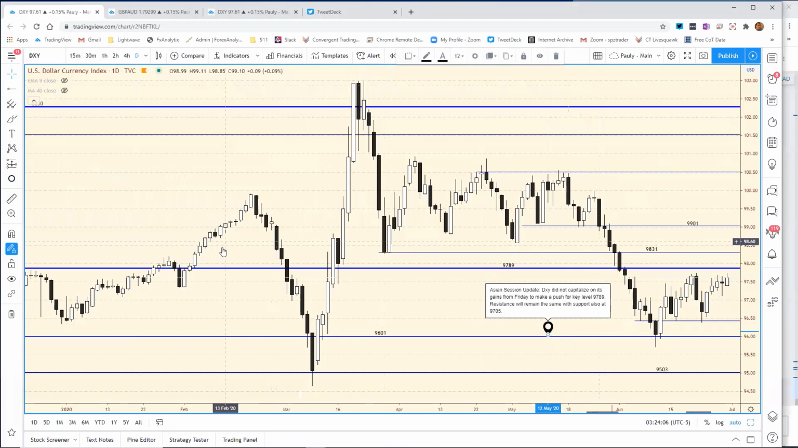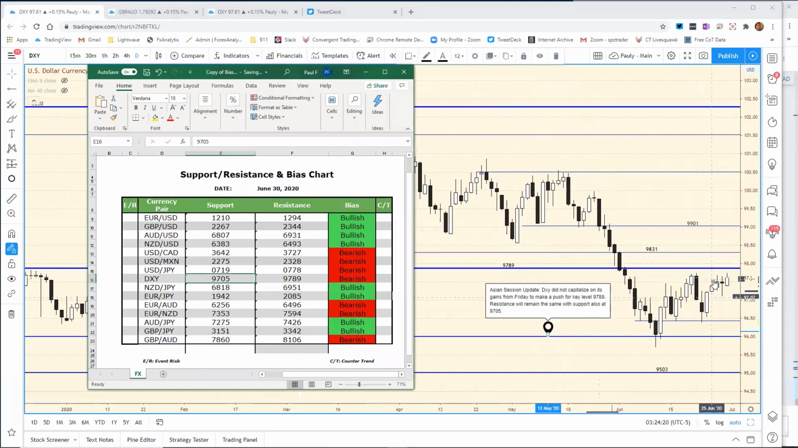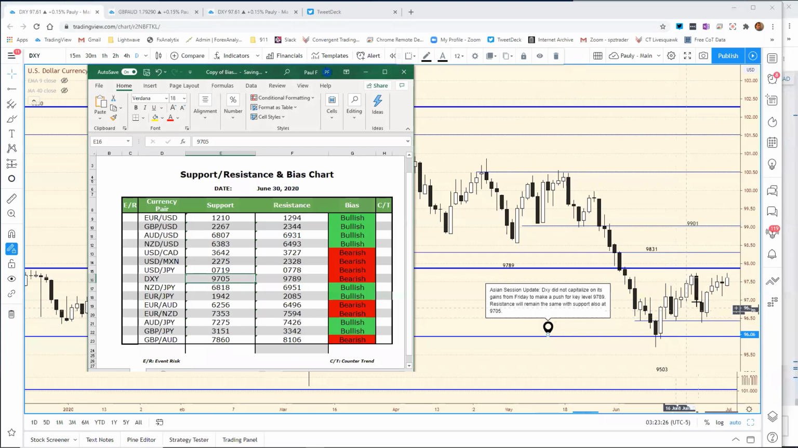So the dollar index did not capitalize on its gains from Friday to make a push for the key level of 97.89. Resistance will remain the same, with support also at 97.05. We did move up a little bit higher this morning, around 97.71, which on another shorter time frame is a little bit of resistance. But the key resistance, just like I was saying yesterday about the dollar yen being 778, is still going to be 97.89. That's going to stay the same. And if we do get a turnaround, our support is still going to remain the same, 97.05.